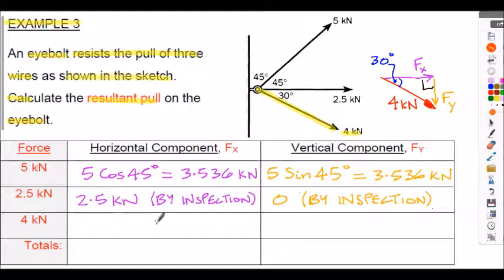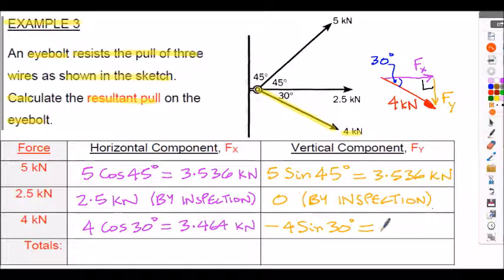So the horizontal force component Fx in this case will be 4 multiplied by the cos of 30 degrees, which is equal to 3.464 kilonewtons. And again, that's to 4 significant figures. Now we need to be careful with the vertical component. To calculate its magnitude, it will be 4 multiplied by the sine of 30 degrees, but of course it's a negative force component, so we need to be aware of that. So it will be negative 4 multiplied by the sine of 30 degrees. And that's equal to negative 2 kilonewtons.